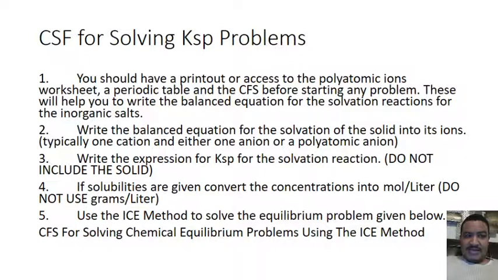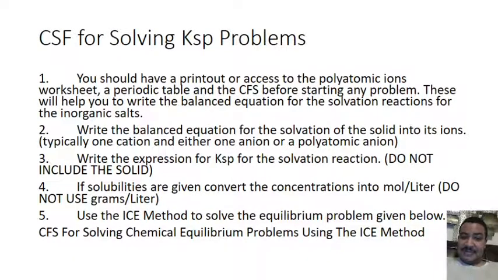Now, the criteria for success for solving these KSP problems: first of all, you need to have a printout or access to the polyatomic ions worksheet, which is in the Google Classroom, a periodic table, and a printout of this CFS before solving or starting any problem. These sheets will help you to write the balanced equation for the solvation reactions of the inorganic salts. For example, if you don't know what polyatomic ion you're going to be looking at, for example, sulfate, carbonate, cyanide, this sheet will have a list of all the polyatomic ions that you can use for solvation.